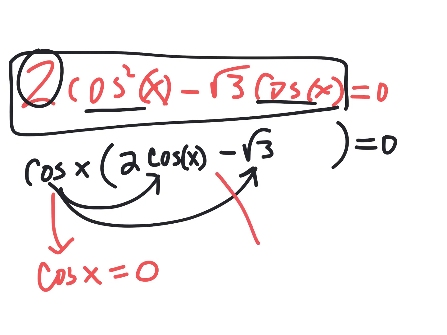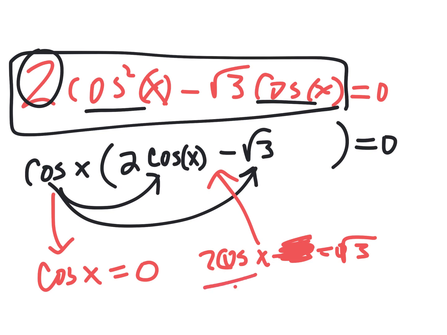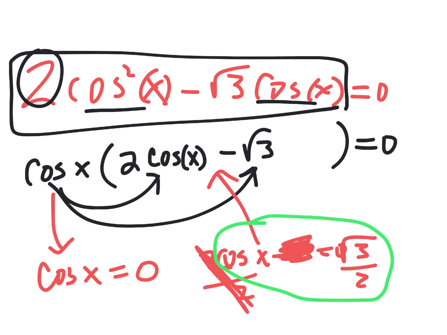And then this one, 2 cosine x minus root 3 equals 0. I'm going to add root 3 to both sides. That puts that over here. Okay, adding root 3 to both sides. Then I'm going to divide both sides by 2. Oh, and it's another circle trig question. Is it an inverse trig? No. So then there are probably 2 answers for it.